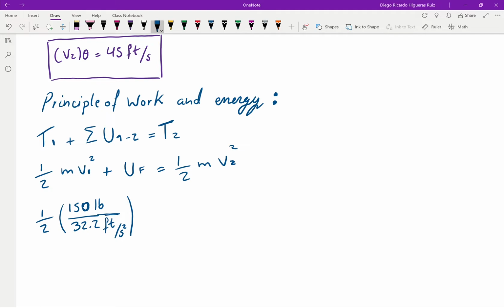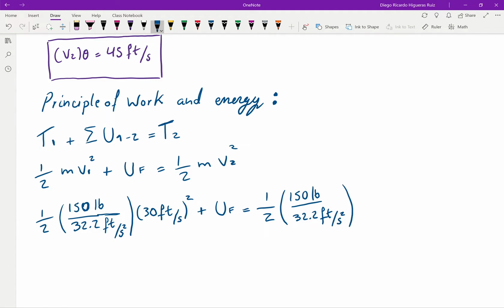Then divided by 30 feet per second, and the entire thing square, plus UF, that's what we need to solve, equal 1/2 mass, which we already know it's gonna be 150 pounds, divided by 32.2 feet per second square, times V2.